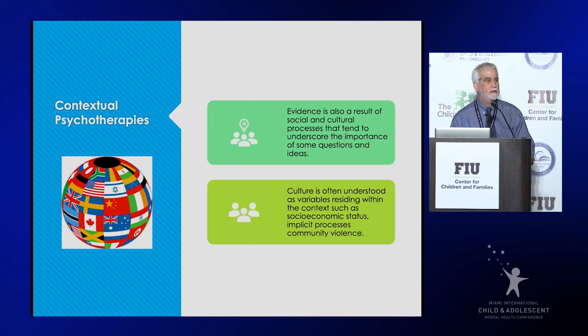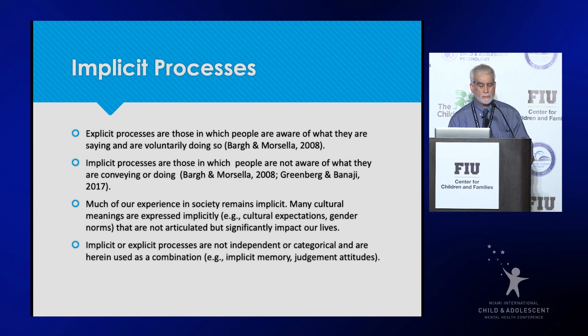One variable that I think is increasingly more important is something that has not been talked about too much, which is what I'm calling implicit processes. Explicit processes are those that people are aware of and do voluntarily, while implicit processes are those that we do without knowing, without being aware of. And much of our experience in society is actually very much implicit. We learn so many things in this society about how we should act and how we should interact, so we don't have to think about many other things.